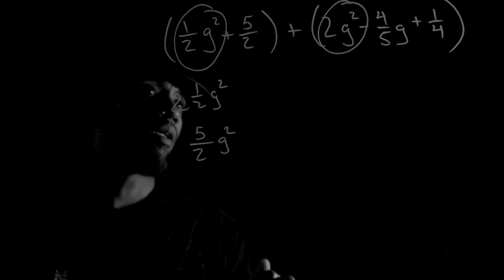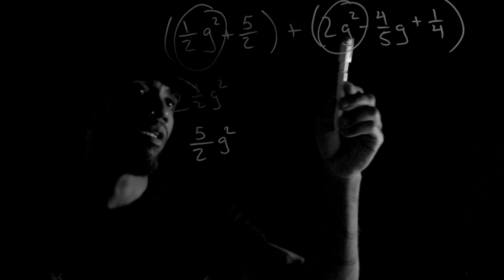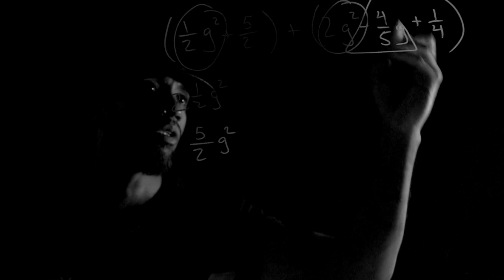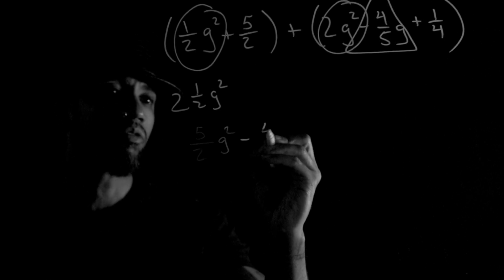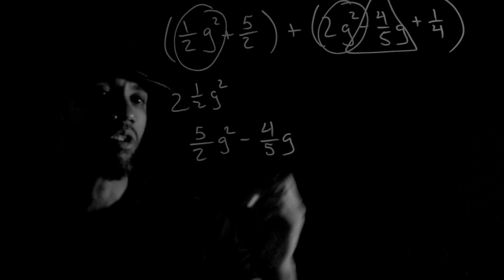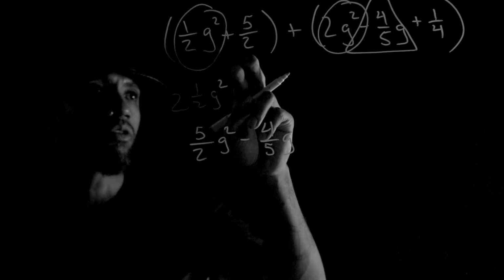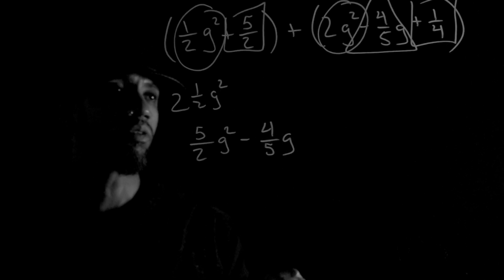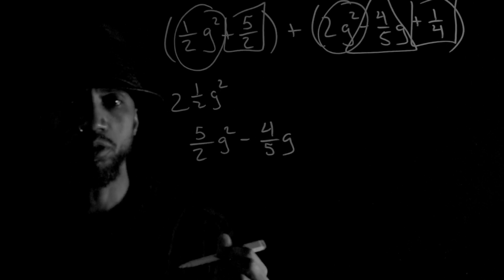Okay, great. And what's the next term? Do we have a g term? Just one? Okay, fine. So let's write that next. Negative 4 over 5g comes next. Okay, and then we have two fractions. We have 5 halves and 1/4.